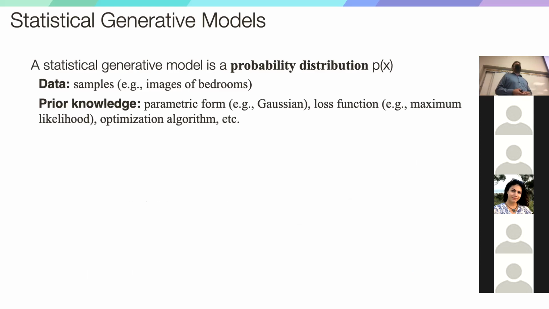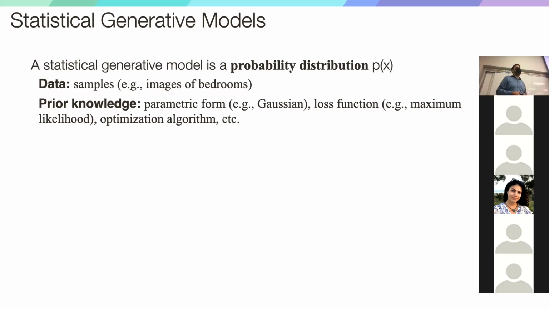So statistical generative models, or a generative model, can be understood as a probability distribution ultimately, right? So you want to learn some distribution, some model of your data X. And so let's call that model P of X. That model clearly requires data, typically in the form of samples. So think of data sets, for example, images of bedrooms.